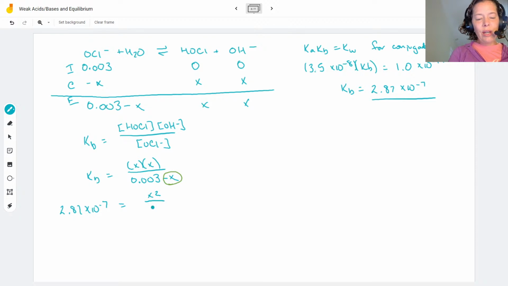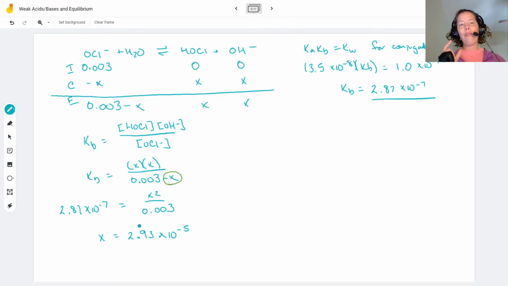This is x squared over 0.003, so I can calculate x. X equals 2.93 times 10 to the negative 5th. Again, I've got to make sure I connect that value of x with what is going on physically.